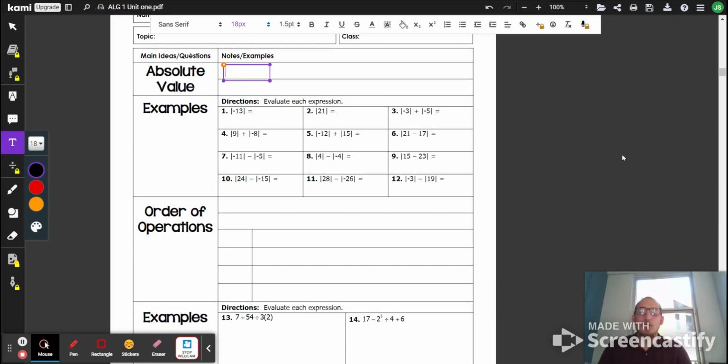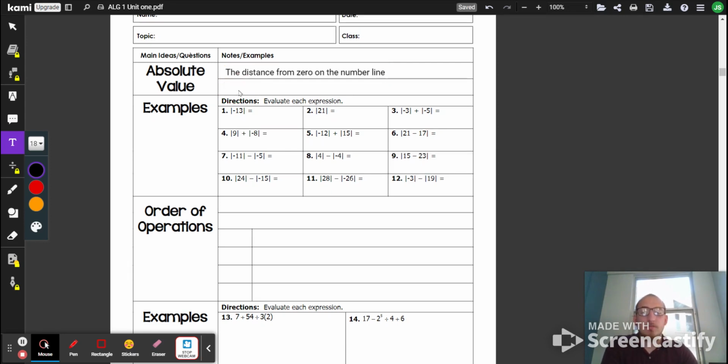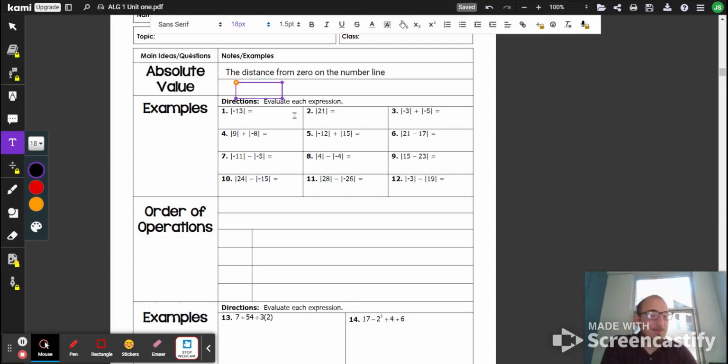So, absolute value is the distance from zero on the number line. Another way to think about this is, whatever the number is, just make it positive. So after you simplify, just make it positive.